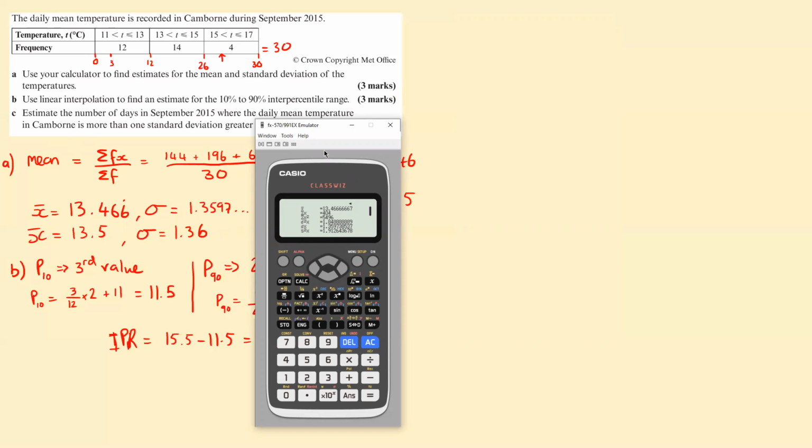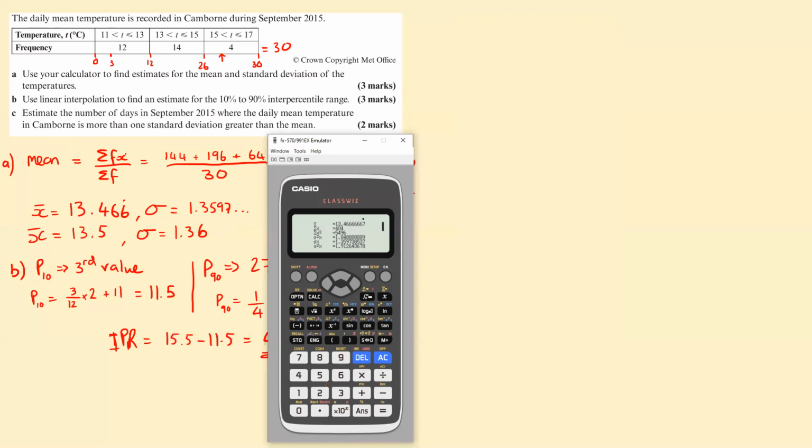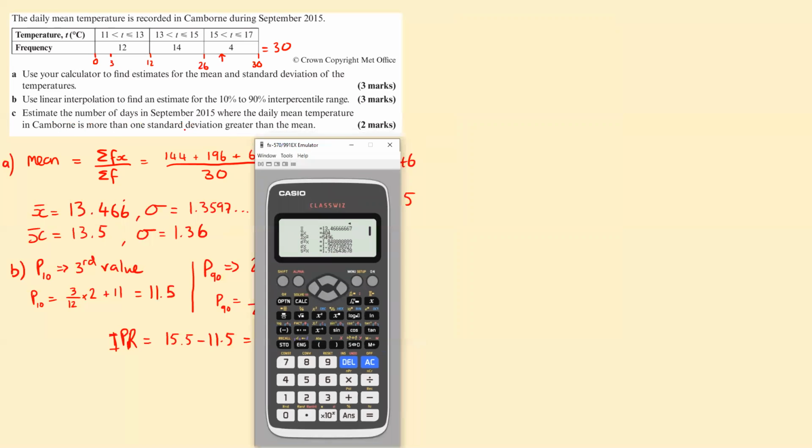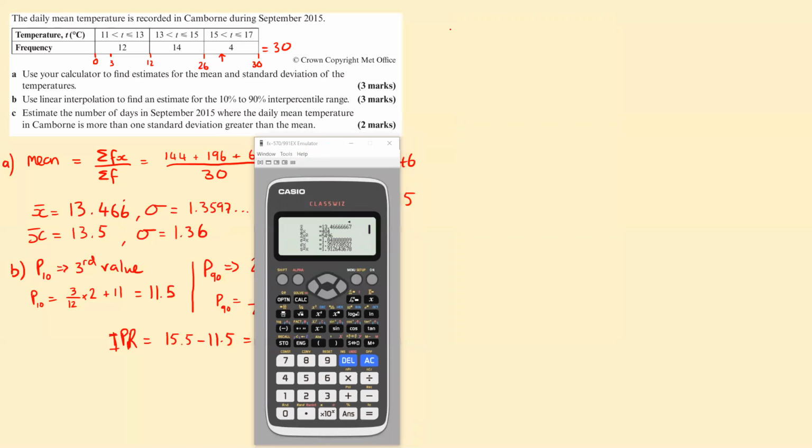Estimate the number of days in September 2015 where the daily mean temperature in Camborne is more than 1 standard deviation greater than the mean. So what does that actually mean? Let's just have a quick look here. Estimate the number of days in September 2015 where the daily mean temperature in Camborne is more than 1 standard deviation greater than the mean. So part C.